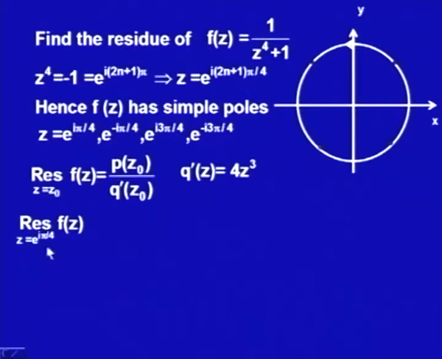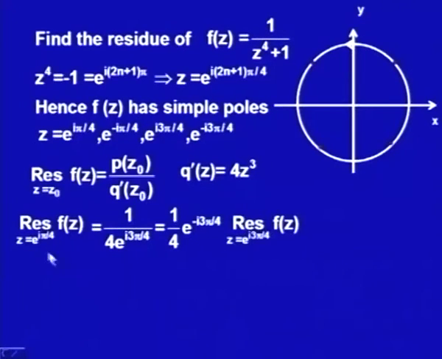So, the residue at e to the power i pi by 4 would be 1 upon 4 times e to the power i pi by 4 cubed, that is e to the power i 3 pi by 4, or in other words we could write 1 upon 4 times e to the power minus i 3 pi by 4. Similarly, the residue at z equal to e to the power i 3 pi by 4 would be 1 upon 4 e to the power i 9 pi by 4, or 1 by 4 times e to the power minus i 9 pi by 4. So, we have calculated the residues at both the poles.